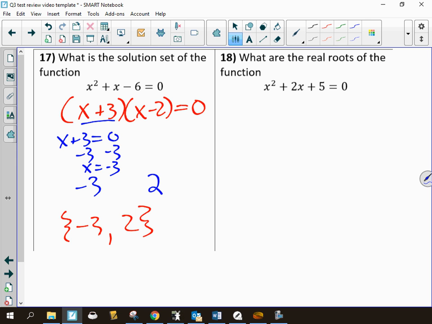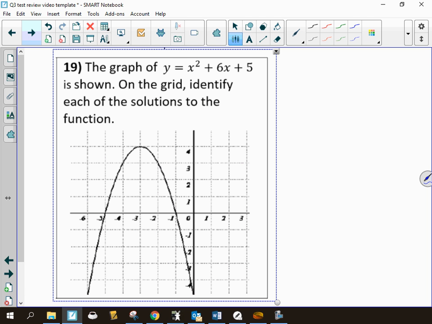Now, for number 18, we're going to skip that, and you're going to ask your teacher about how she wants you to handle that in class. You're going to have to ask your teacher about that one, because different teachers are going to handle that one differently.